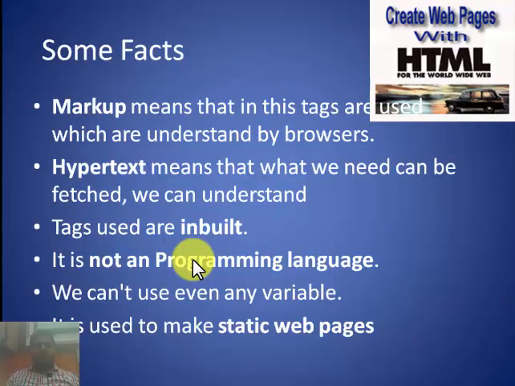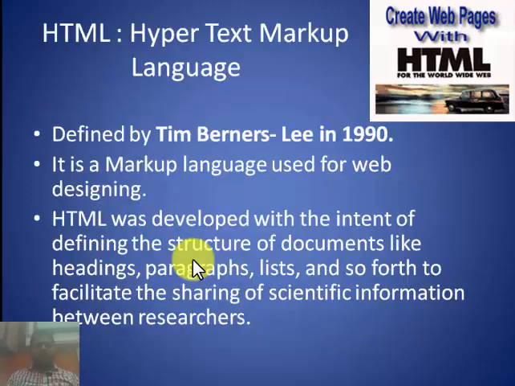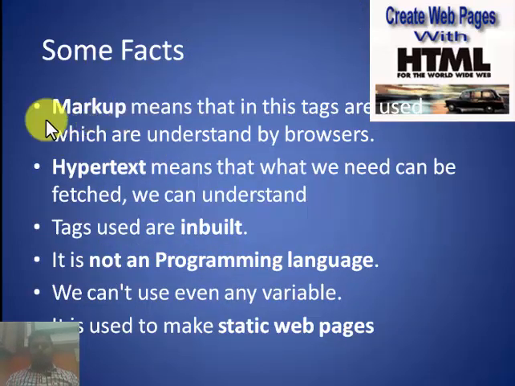So some facts about HTML. As we have discussed, HTML is a hypertext markup language. So what does hypertext mean and what does markup mean? First we will discuss markup. Markup means that tags are used, which are understood by the browsers. What are tags? Tags are keywords which have special meaning, and these keywords are understood by browsers. We will discuss more about the tags in the coming video.